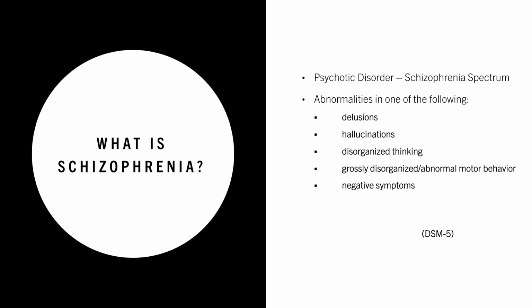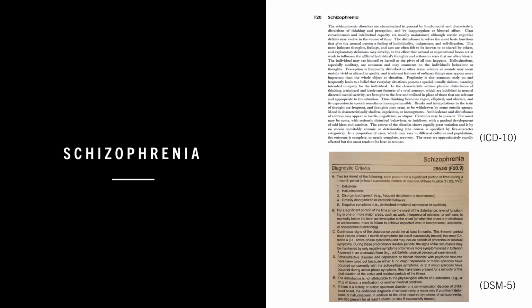So what is schizophrenia? The DSM-5 places schizophrenia under the schizophrenia spectrum and other psychotic disorders category. These disorders are characterized by abnormalities in one of the following: delusions, hallucinations, disorganized thinking, grossly disorganized or abnormal motor behavior, and/or negative symptoms. The ICD-10 characterizes schizophrenic disorders by fundamental and characteristic distortion of thinking and perception, and blunted affect.